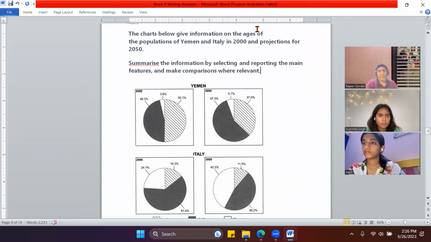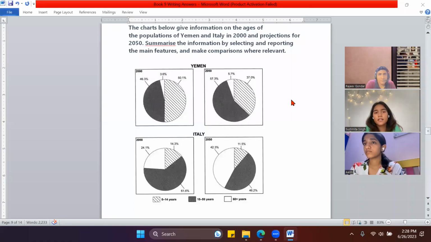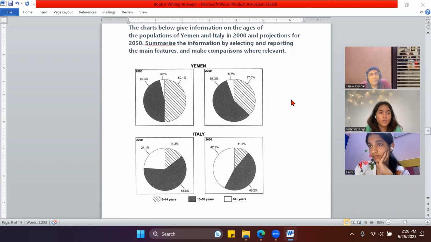I want you to look at it and suggest what you will write about it. First, the question says that we are comparing the data between the population trends in 2000 and the projected population in 2050. We also have the data for two different countries. So both of these points are really important.